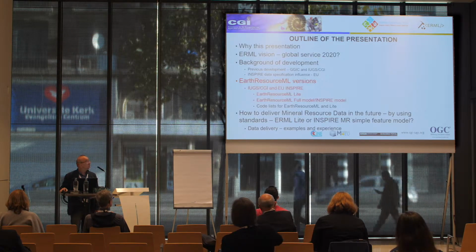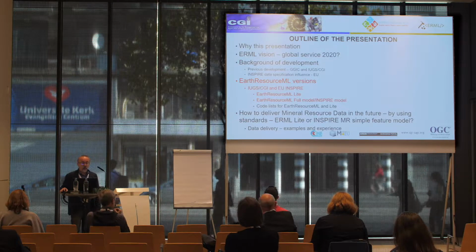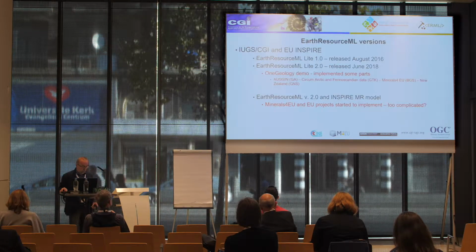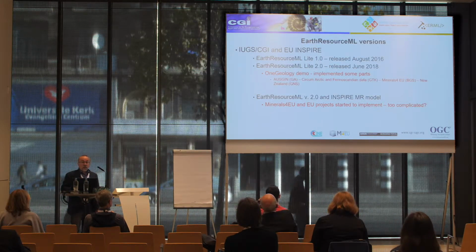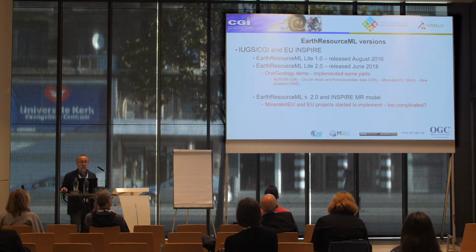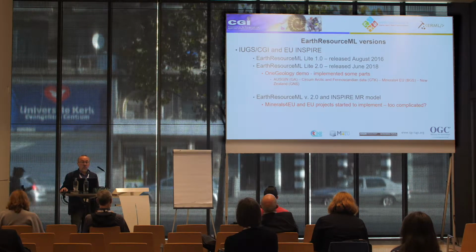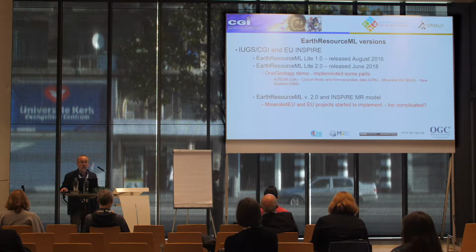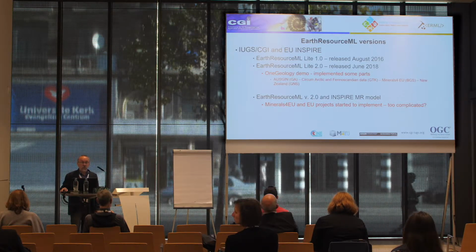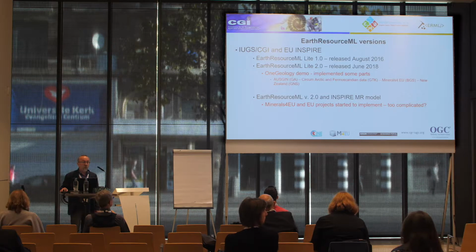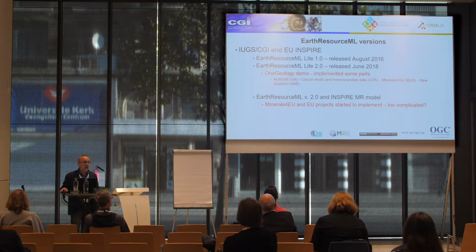And now a few words about these models, EarthResourceML Lite and the full model, and one picture from the code list. First is the EarthResourceML Lite version. We published the first version in 2016, and last June we published the second version. In the Australian service, they are using EarthResourceML Lite 2.0. In the test version of this geology service, we are using data from circumarctic areas and Fennoscandian areas, and some data is coming from BRGM and New Zealand.